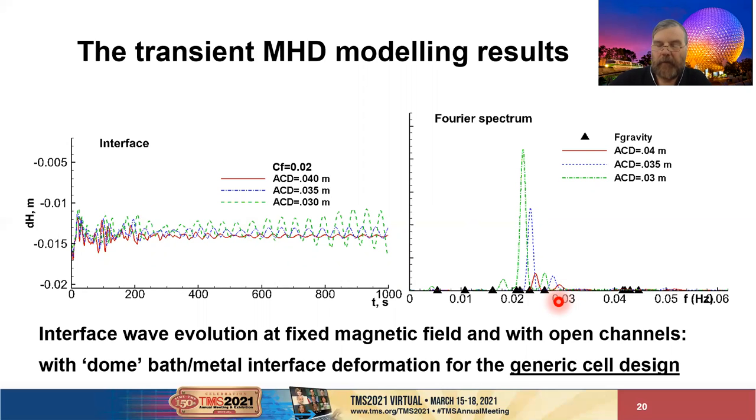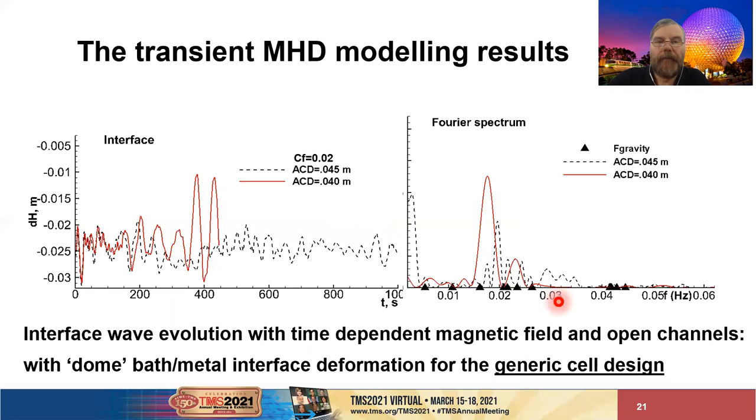Now, if you activate the recalculation of the magnetic field, the situation changes a lot. Now, the prediction is that at 4 centimeter ACD, you have unstable conditions. At 4.5, we have a prediction of cell stability, but not anymore at 4. Those results are the last ones presented in the paper.